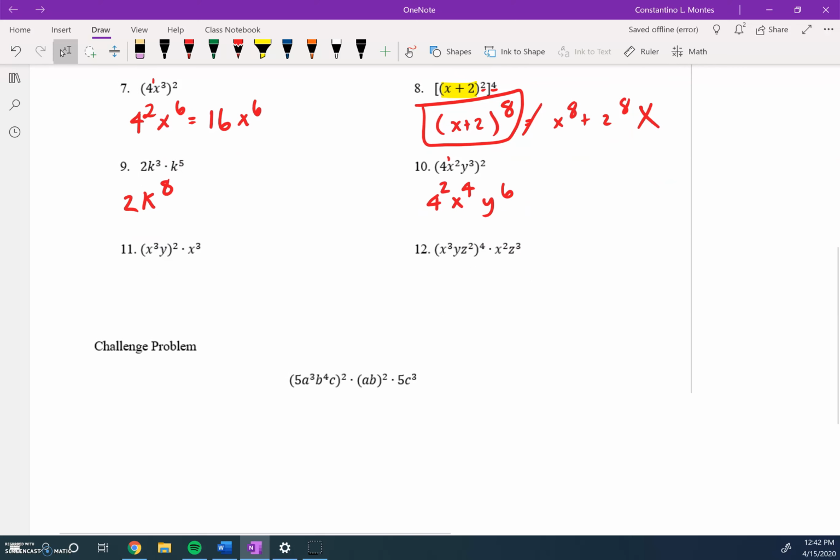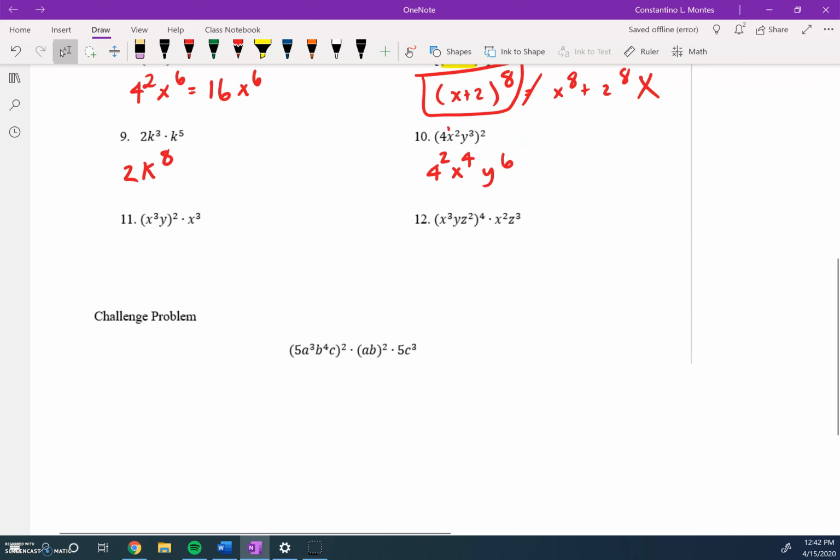Now remember, power or exponent means the same thing. Number 11, x to the power of 3, y, then that's to the power of 2. Then we also have times x to the third. So we're going to do this one step at a time. We're going to follow the order of operations. We're going to take care of those exponents in parentheses first, and then take care of this x to the third. So I have a power to a power here.